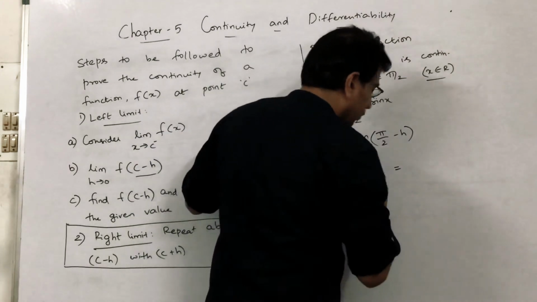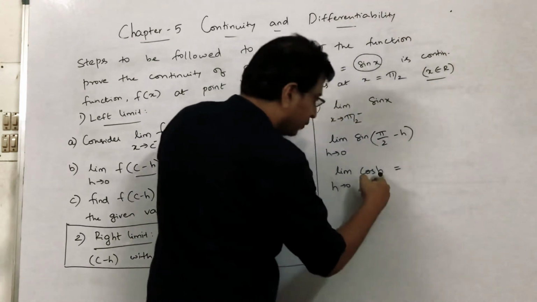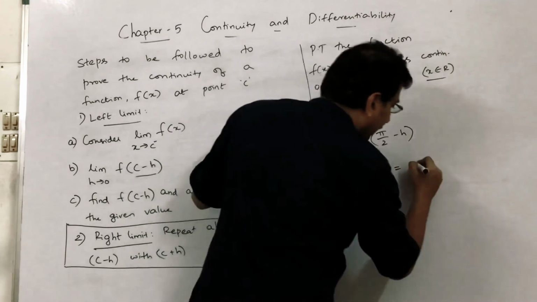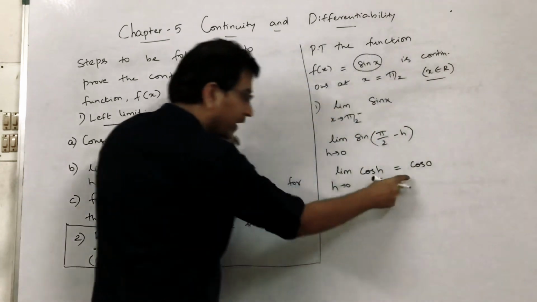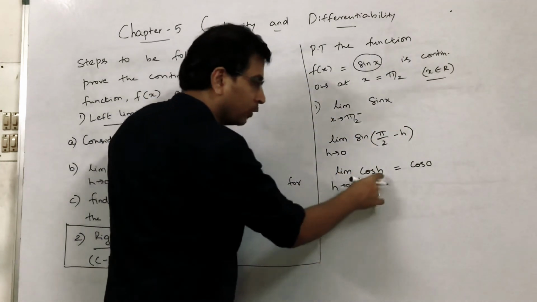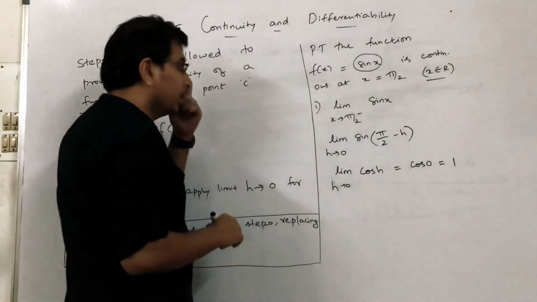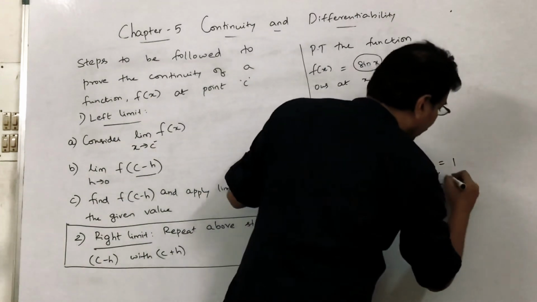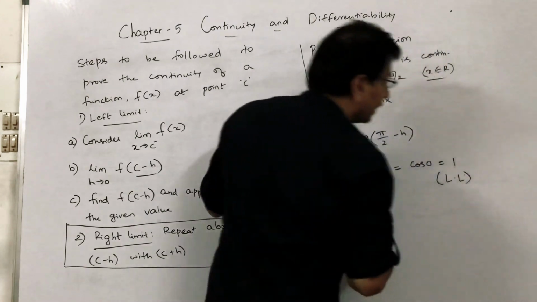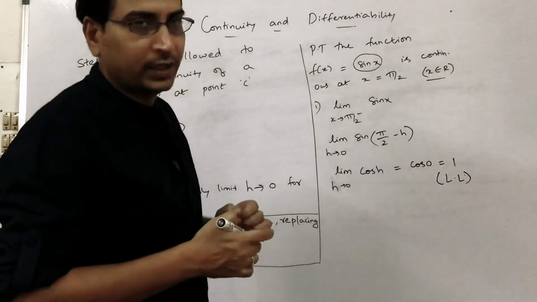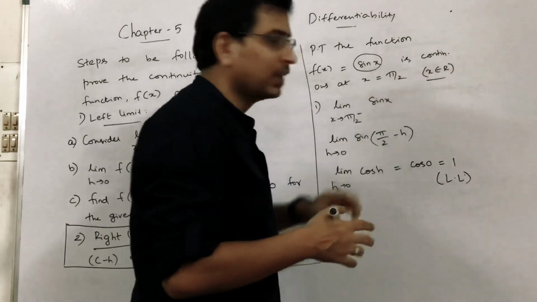Limit h tends to 0, cos h. Now in the place of h I substitute 0, it is going to be cos 0. Now don't write limit h tends to 0, it's over, because you have already substituted that value. So cos 0 is equal to 1. So this is going to be the left limit of the given function f of x is equal to sin x at x is equal to pi by 2.